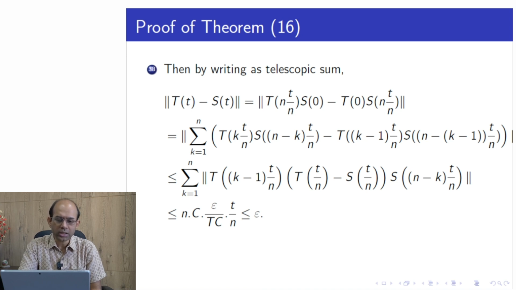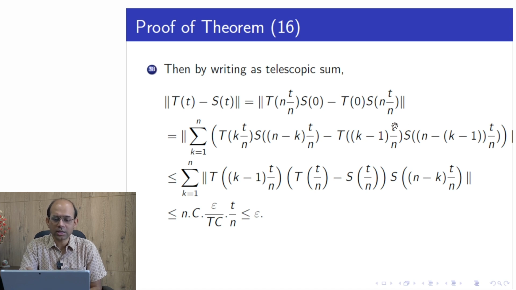And from this term we subtract the term where k is replaced by k minus 1. Observe here carefully, T of k t by n, and here I have T of k minus 1 times t by n. Here I have S of n minus k times t by n. Here I have S of n minus k minus 1 times t by n. So here k is replaced by k minus 1. That is why I call this a telescopic sum.